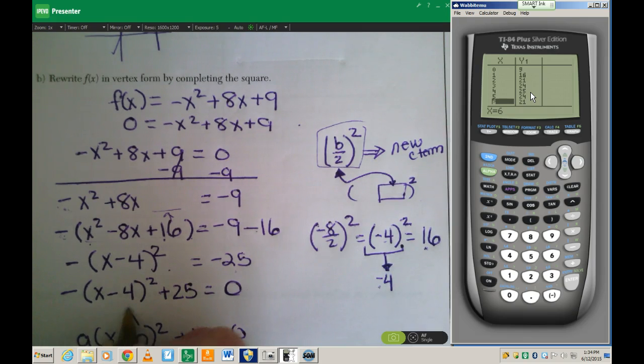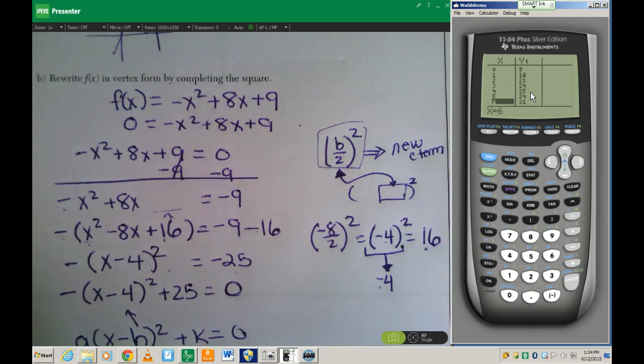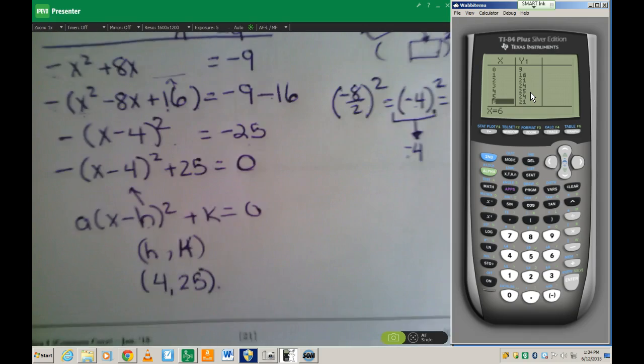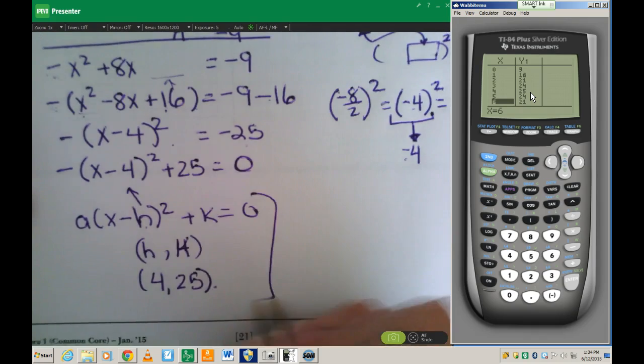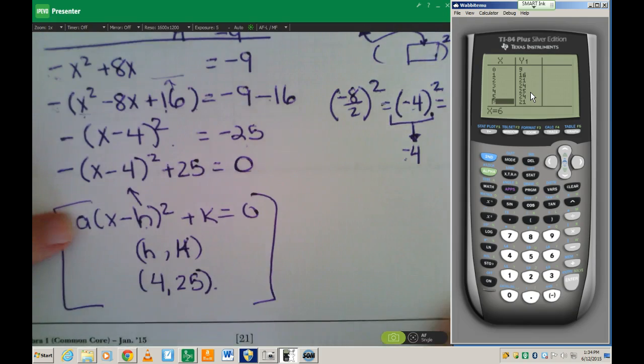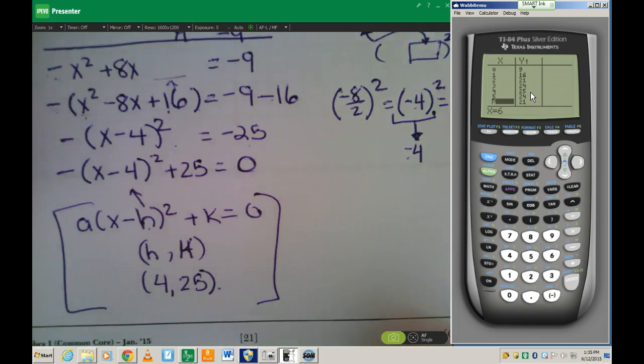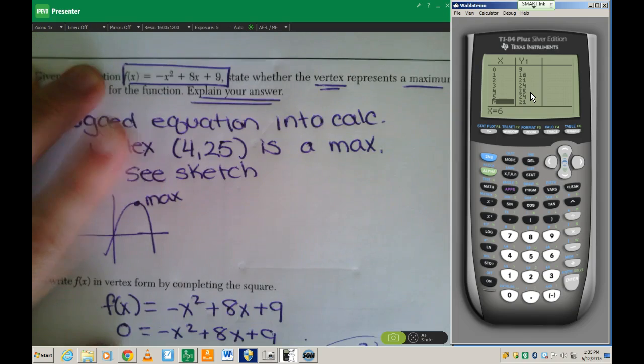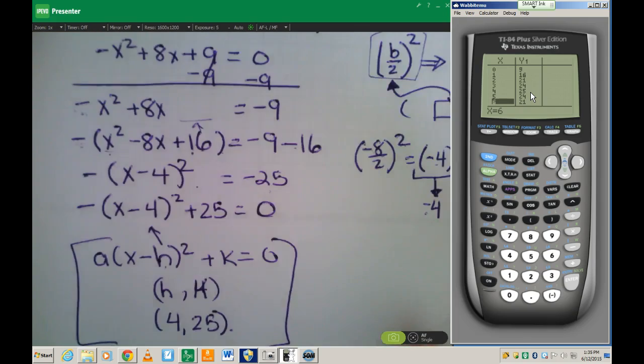So we know that (h, k) is the vertex. So our vertex should be (4, 25). And if you notice, okay, this is the official form. If you notice, (4, 25) is actually what we had at the top. So we just confirmed that we did that problem correctly.